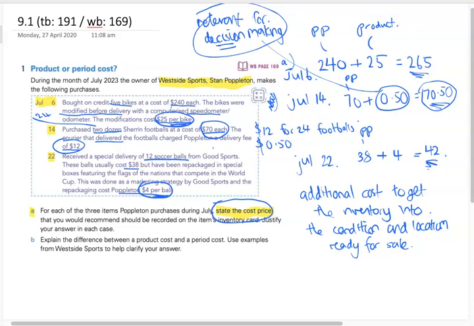Hopefully that has made it clear how you would work out a product or period cost. Part B asks you to explain the difference, and you would go back to your definitions and talk about how product costs are costs that can be logically allocated and period costs cannot be logically allocated and/or may not be relevant to decision making. And you have some examples you could talk about here. You might talk about the Sharon footballs as potentially a period cost, the $12 of delivery, because it's not relevant. And then July 6th and July 22, you have clear examples where there is a relevant cost that can be logically allocated, so that would be a product cost.